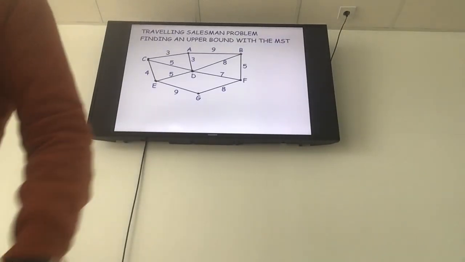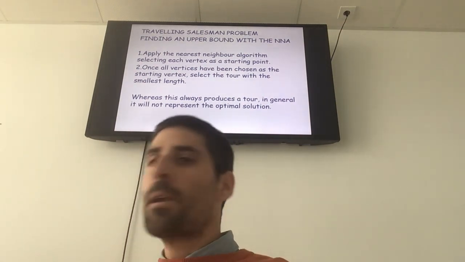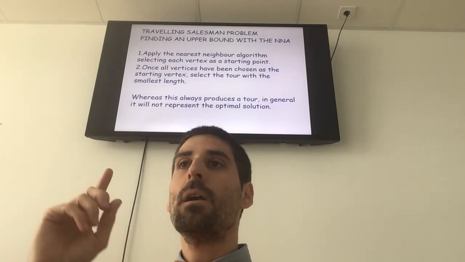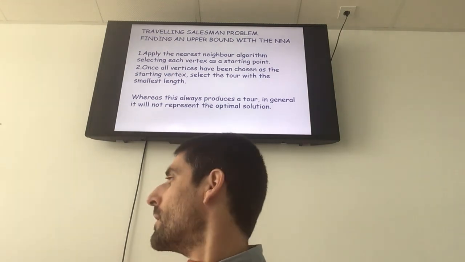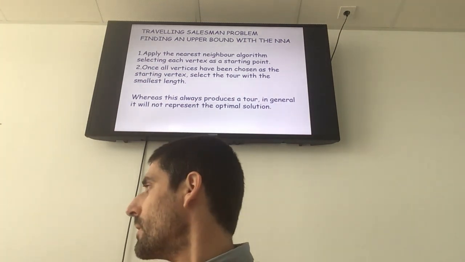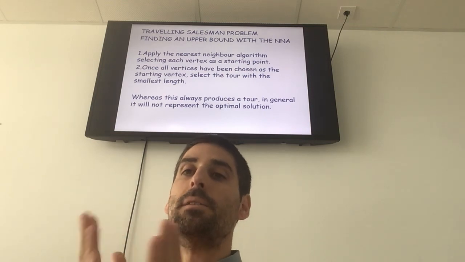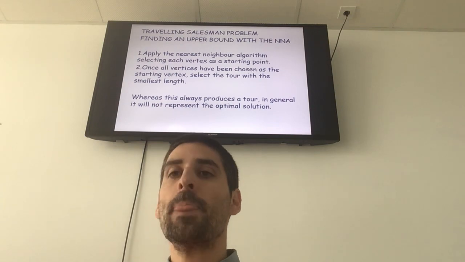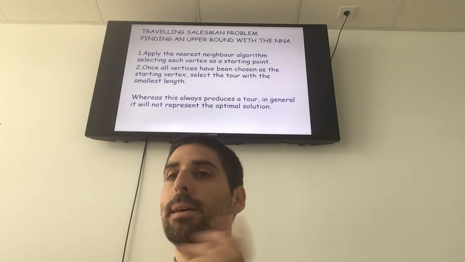Okay. Sorry, moving around. So there we are. Another way that you could use to find an upper bound, instead of using double the minimum spanning tree plus shortcuts, you could apply the nearest neighbor algorithm. Okay? And you would do that multiple times. If you've forgotten how to do nearest neighbor algorithm, time to revise. You need to do it from the table of least distances, which is why we did it earlier.